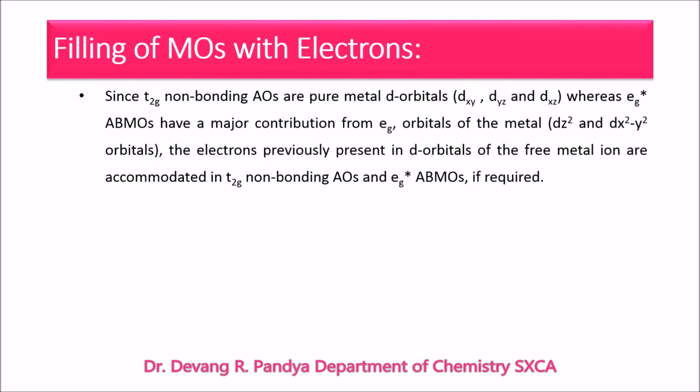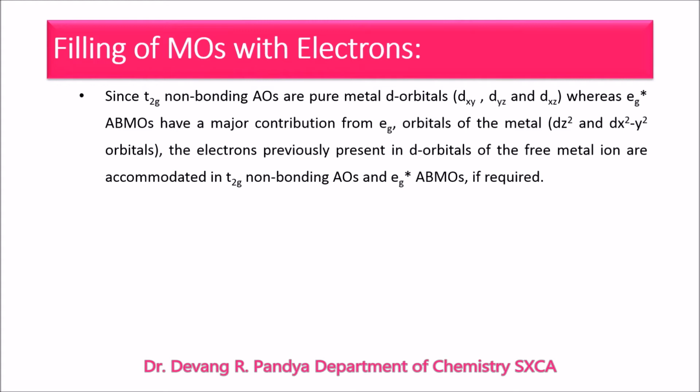Since the T2G non-bonding orbitals are pure metal d orbitals, because their energy is quite similar to the atomic orbitals of the metal, whereas the EG star ABMOs have a major contribution from EG orbitals of the metal, that is dz square and dx square minus y square orbital. The electrons previously present in d orbitals of the free metal ion are accommodated into only T2G non-bonding molecular orbitals and EG star ABMO if required.